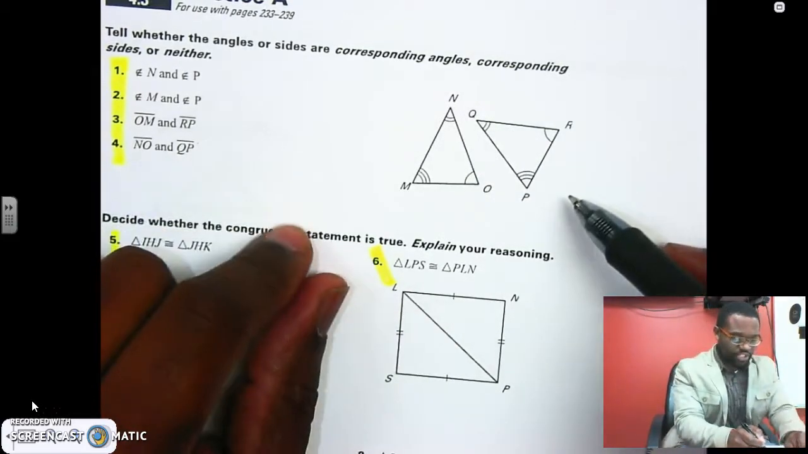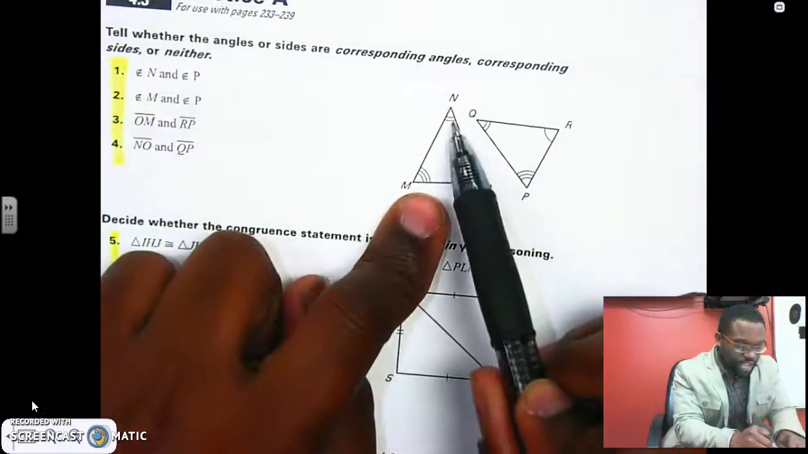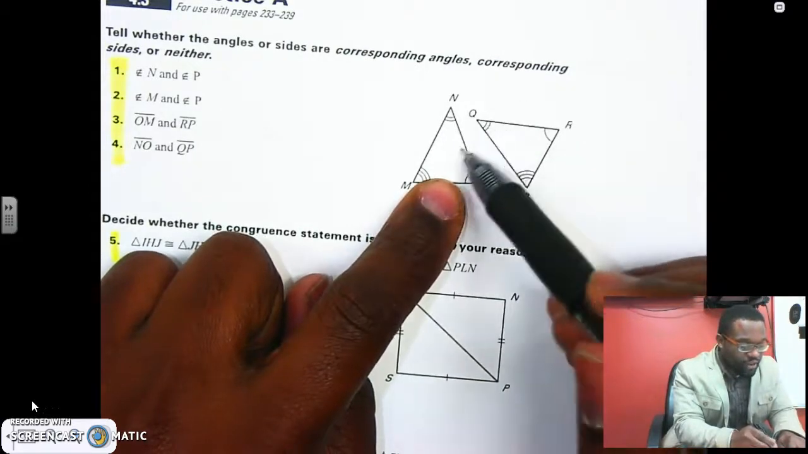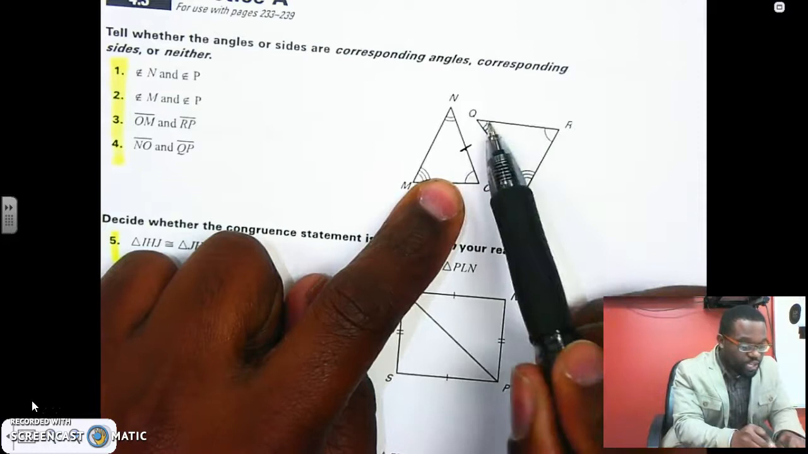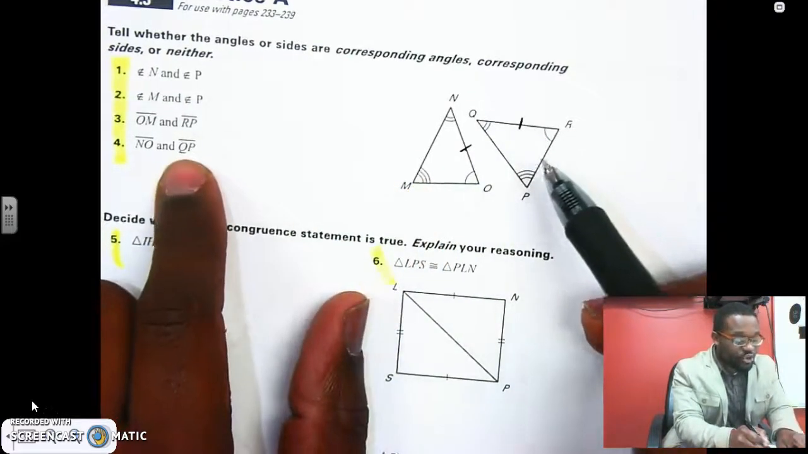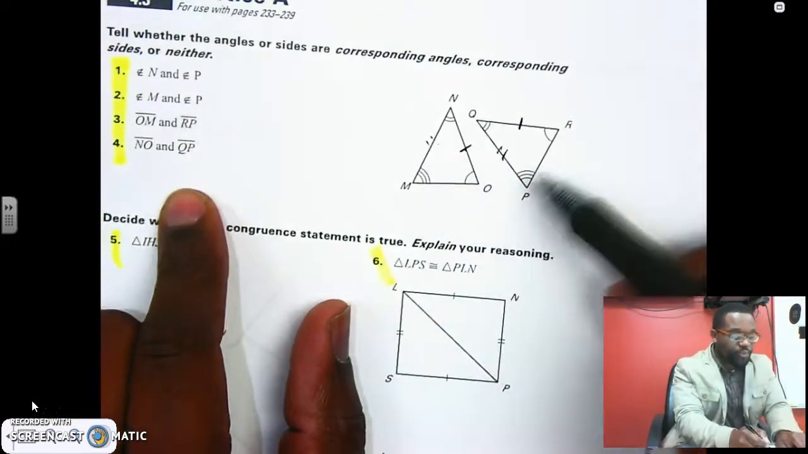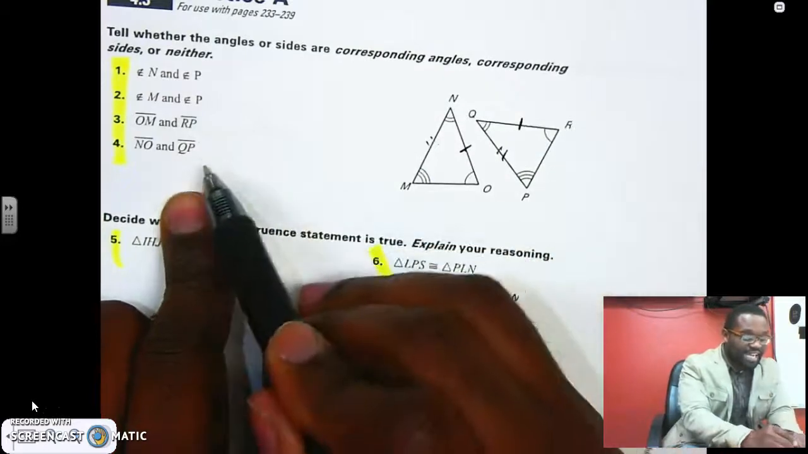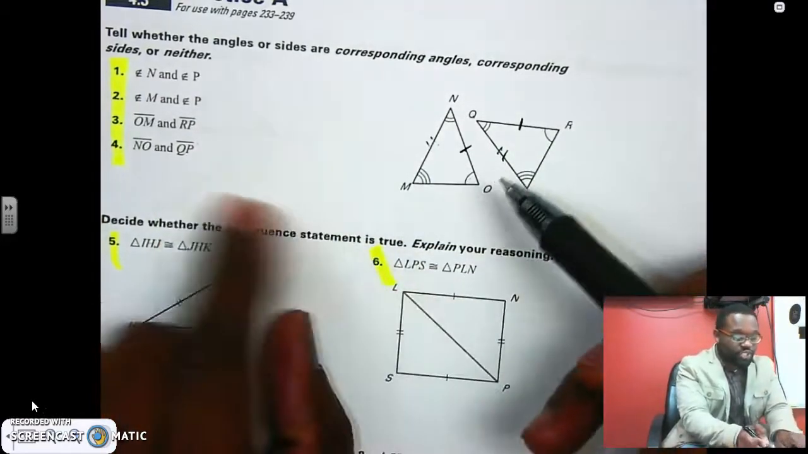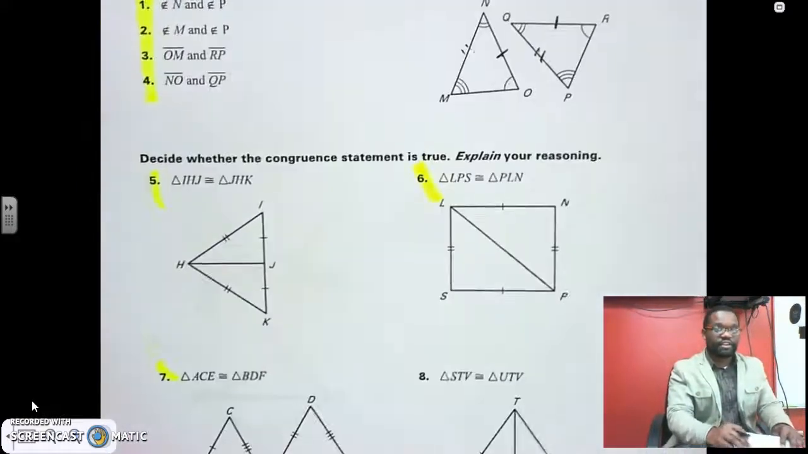So the answer to that question is no, because if you look at the marks, you have 2 marks and 1 mark for side NO, and then 2 marks and 1 mark would be this side over here. And they said QP, which would be this side over here. So no, this is not corresponding angles nor a corresponding side, because those two sides, NO and QP, don't correspond to each other.